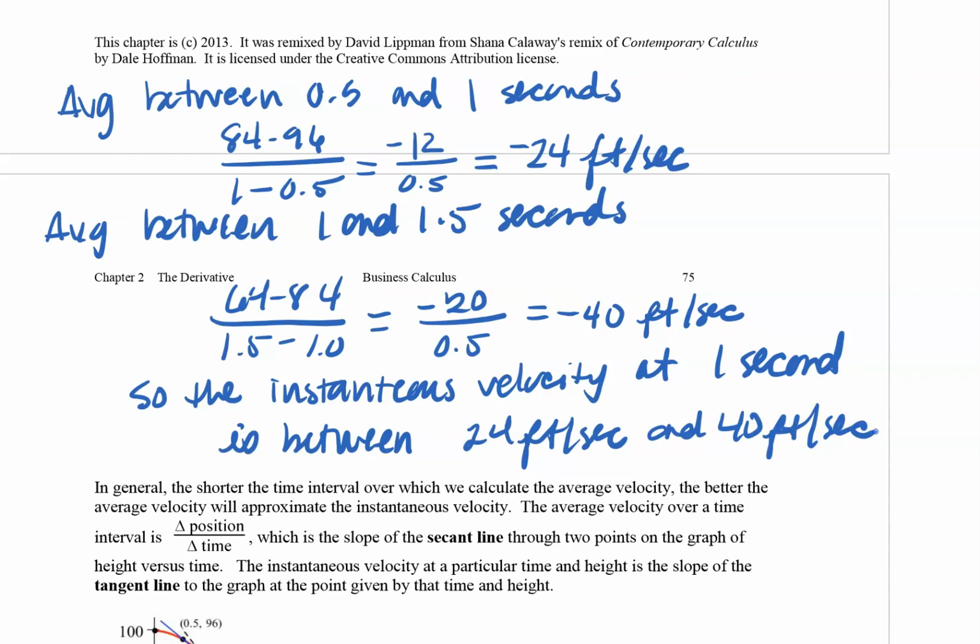And so you can see how this trend has begun to change. Instead of taking an average over the whole fall or just a little bit, we looked a little before it and we're moving kind of slow. We got that negative 24 feet per second. We go a little bit after our 1 second, and now we're at negative 40. So we have an idea that between the 24 and 40 is going to be our instantaneous velocity.